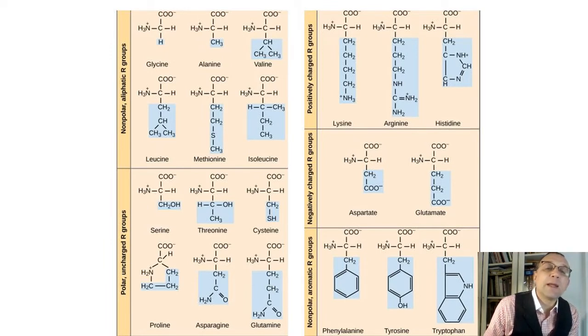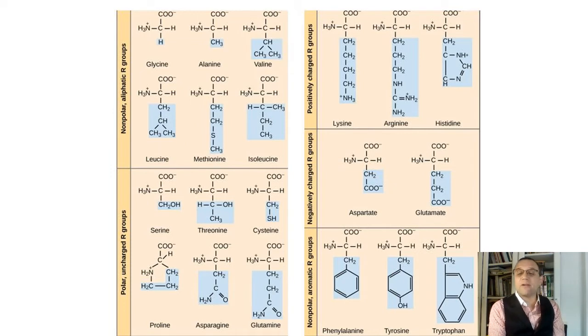We'll start with the first group that includes nonpolar aliphatic R groups. Glycine, alanine, valine, leucine, methionine, isoleucine. If you remember our previous lectures, you will have real fun looking at these structural formulas. So what did you notice while I was reading the names of the amino acids of this first group? Take a look here, we have R group 1, R group 2, 3, 4, 5, 6. What is common among these groups?